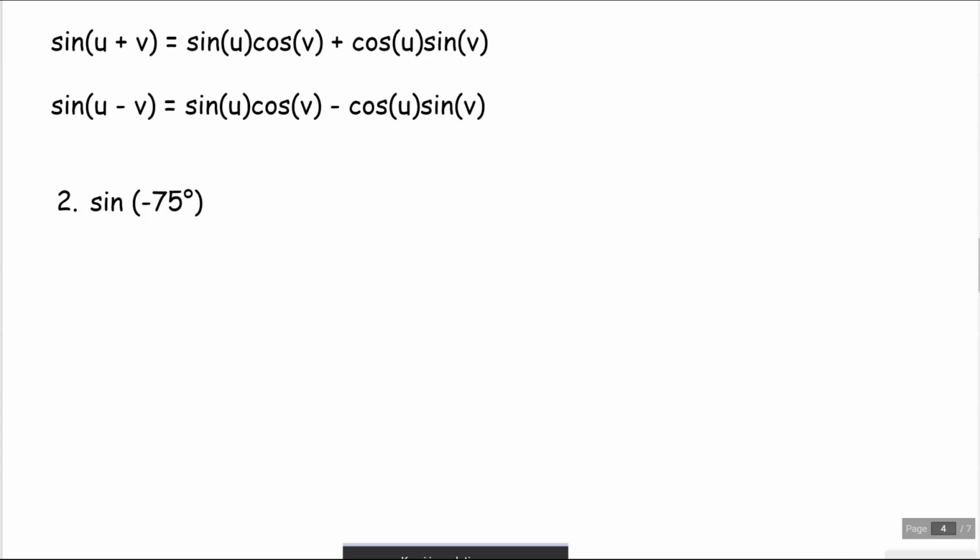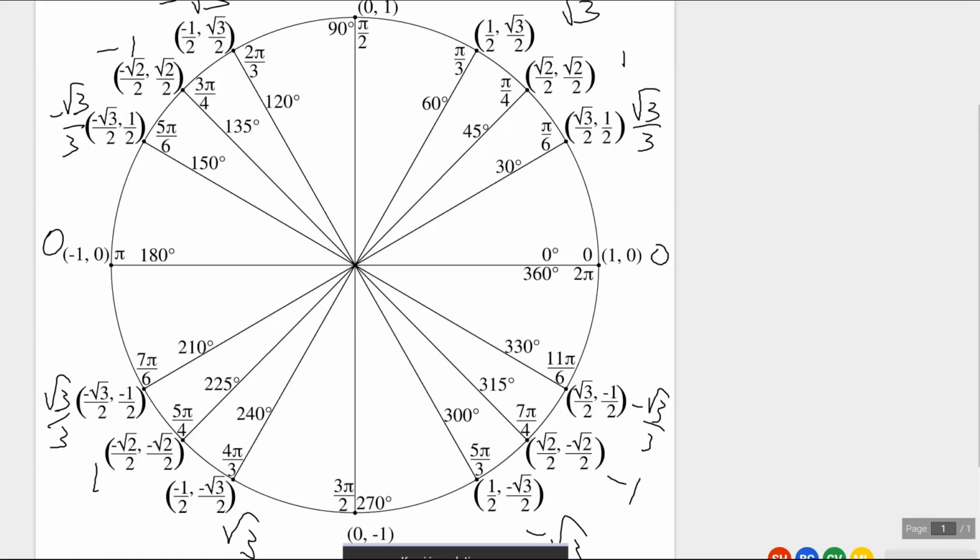Negative 75, if I look at my unit circle, this one's a little more of a challenge here at first. Somebody might look at that and go, negative 30 and negative 45. Yeah, you can do that and add them together, but it's a little bit of a challenge to think about this in terms of a negative. I don't think we're all that great at that, so I'd prefer you didn't.